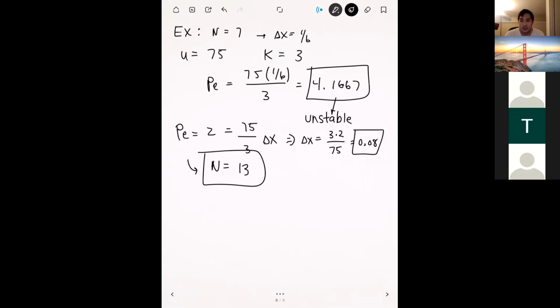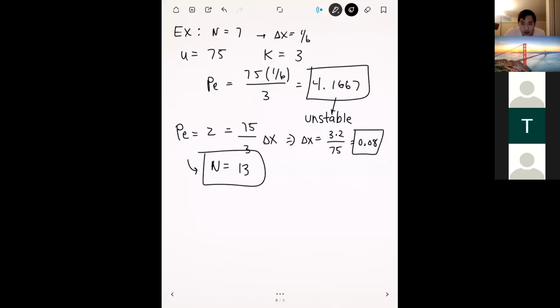Our question is K always given? Yes. So the diffusion constant is always going to be given to you in the equation, and the equation will always be given to you for these problems. All right, so that answered that question.